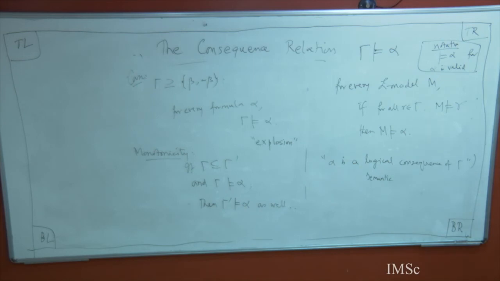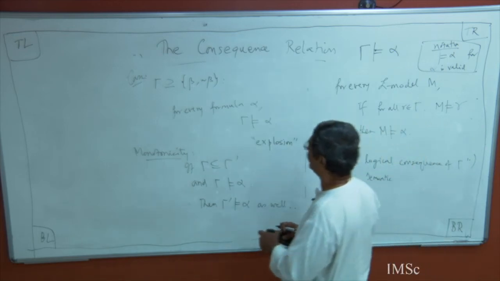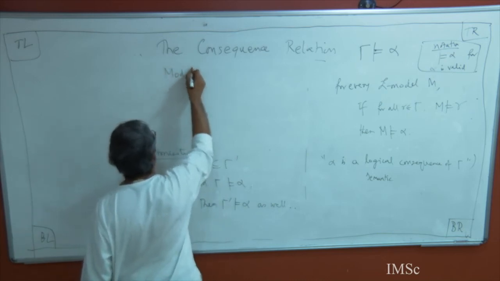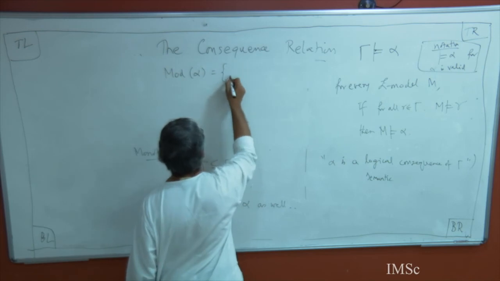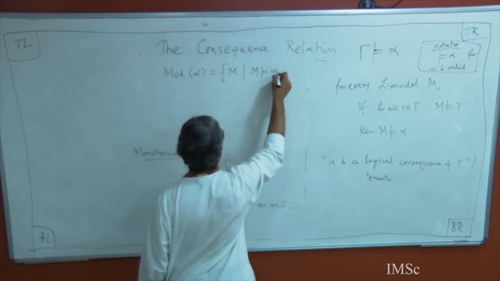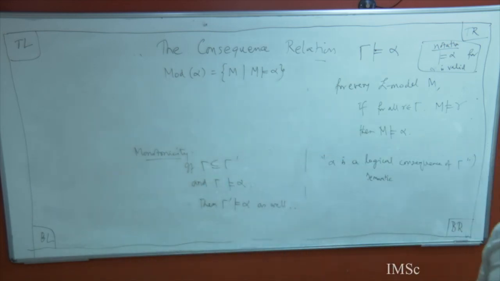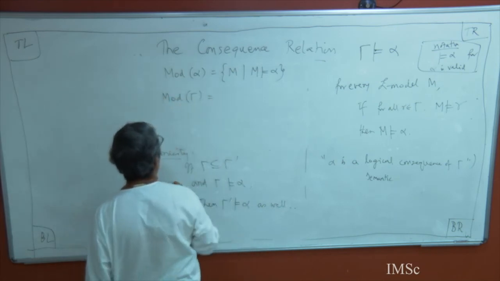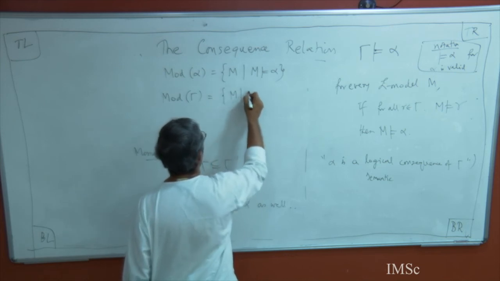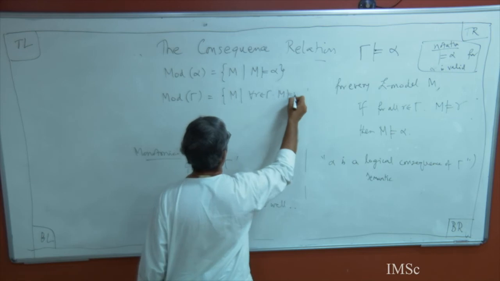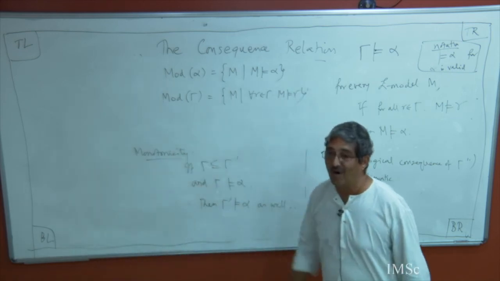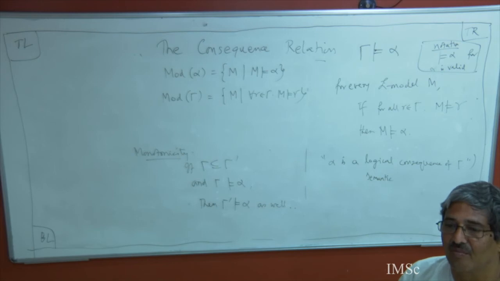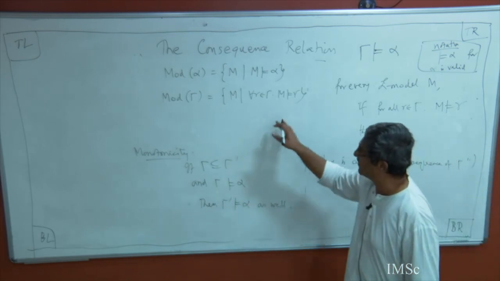There is another way of thinking about this monotonicity, as follows. Let me write here. I said mod alpha is the class of models M such that M satisfies alpha. Now I can generalize this to mod gamma. It's the class of all models M such that it makes all the assumptions in this set true. A model for gamma makes all the formulas in gamma true. Now I can talk about the models of this set gamma of formulas.